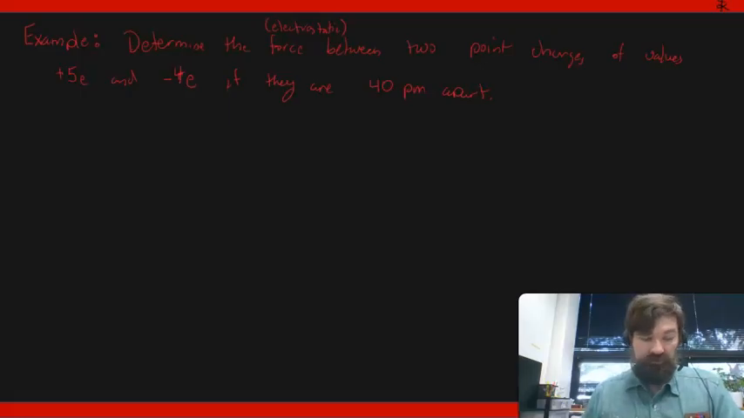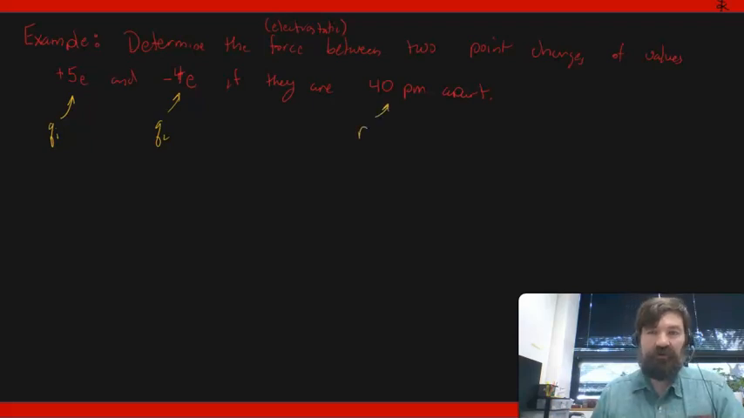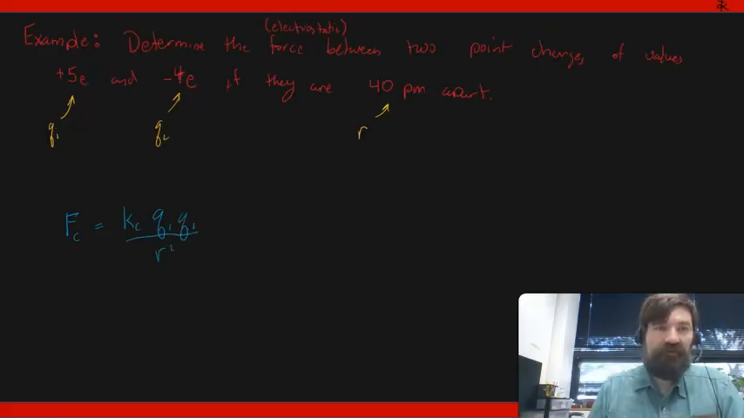So to solve this question, what you have to do is just apply Coulomb's law. This right here would represent your Q1. This would represent your Q2. This would represent your distance R. So basically we expect F_C equals K sub C, Q1, Q2 over R squared. Now we need to convert units. So R is 40 picometers, but that's the same as 4.0 times 10 to the minus 11 meters.